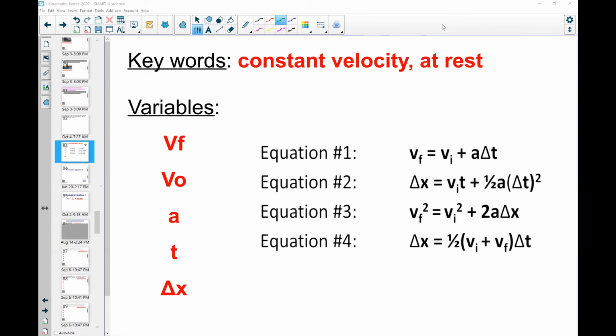If it says at rest, then one of your velocities is 0. Often it'll say began at rest. Sometimes it will say it stops or it coasts to rest or comes to rest. So if it says it starts from rest, then initial velocity is 0. If it says it stops or comes to rest, then the final velocity is 0. But that phrase at rest is going to give you a hint for a lot of questions.